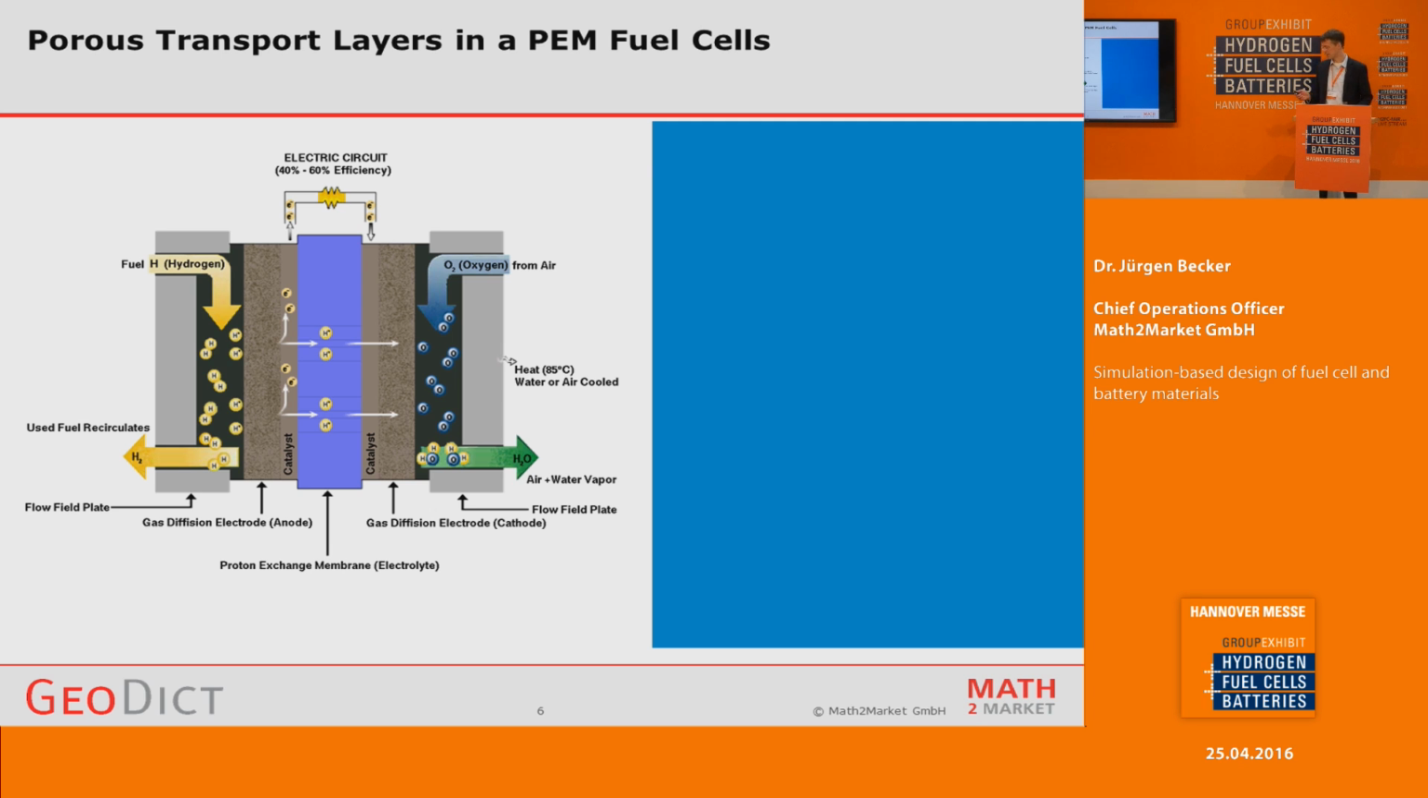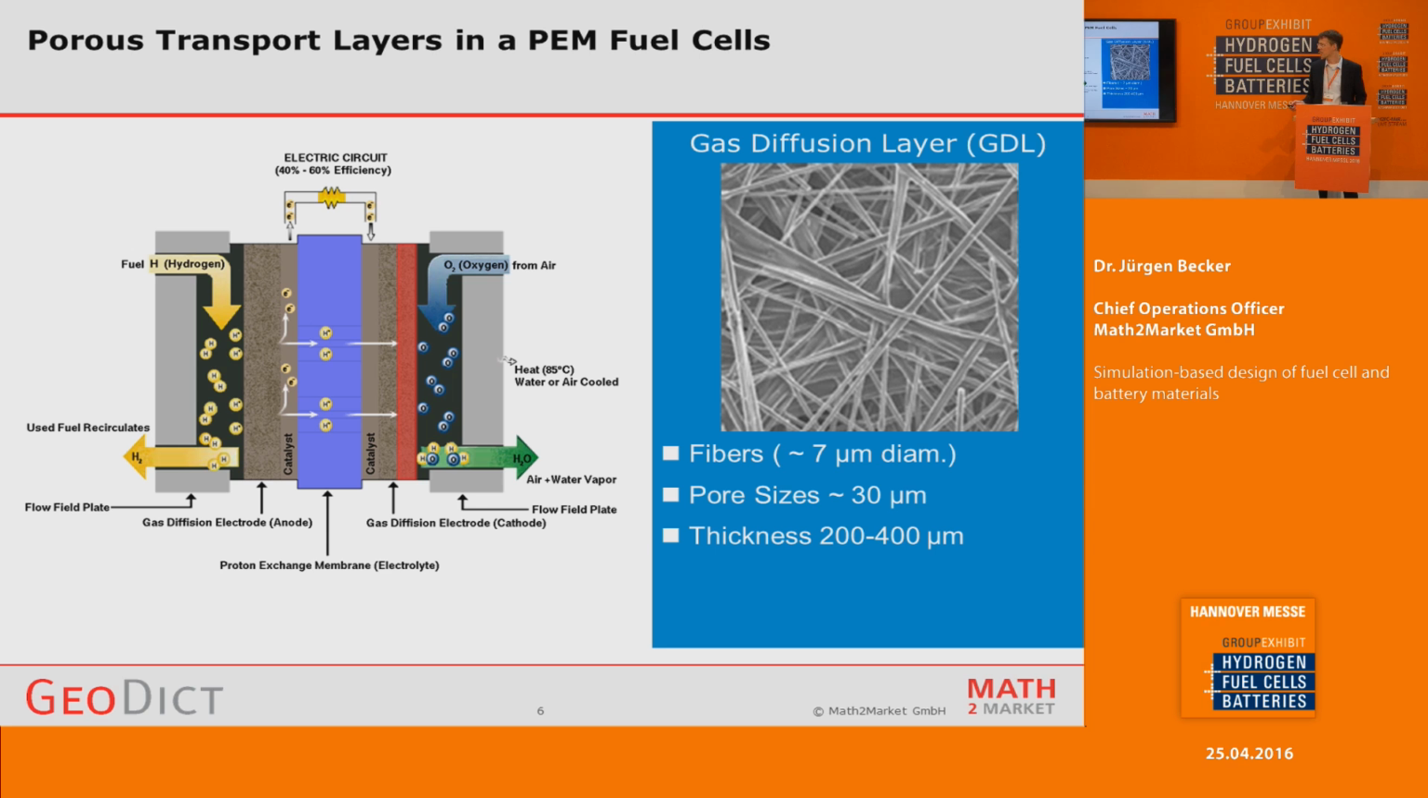So in a PEM fuel cell, which are the materials where we can use our simulation tools on? You can see here the well-known sketch of the fuel cell that you will maybe all be familiar with. On the left-hand side, the hydrogen comes in, and then in the center you see the membrane, and on the right-hand side there's the oxygen channel, where the oxygen recombines with the hydrogen to form water. On this anode side, there's usually a gas diffusion layer which is made of fibers which have a diameter of 7 microns. We have pores in between those fibers that are around 30 microns, and the thickness is around 200, or nowadays maybe even lower.